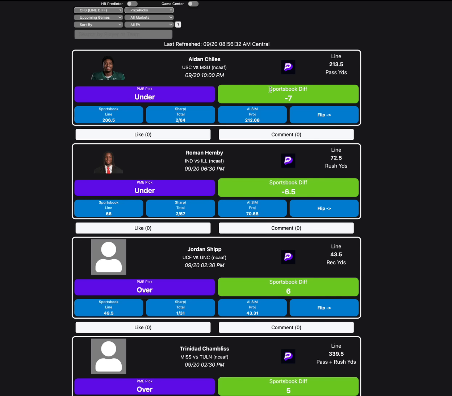So Aiden Childs, under 213.5 passing yards is a minus 7 sportsbook differential. 2 sharp books have this at 206.5 on average, which is a minus 7-yard differential. AI sim projection is closer to that Prizepicks line, but nonetheless on the under as well. And this is what I mean by checking multiple boxes. It's perfectly fine if you want to tell yourself, every play that I do, I need the AI sim on the same side. I need it to lean the same side. All right? But yeah, really like that spot on Aiden Childs under 213.5.